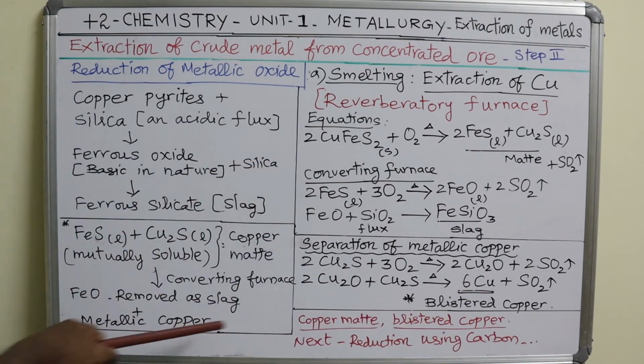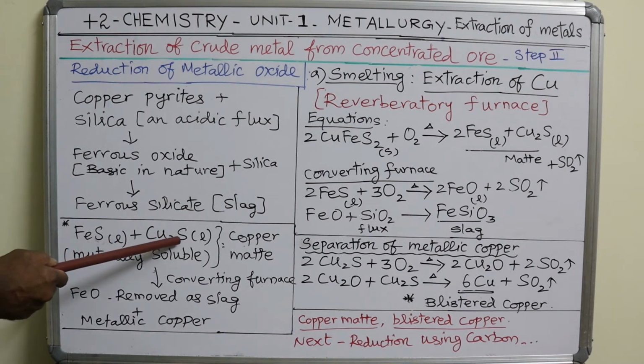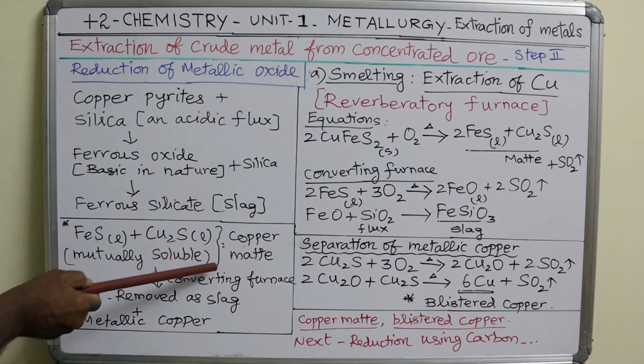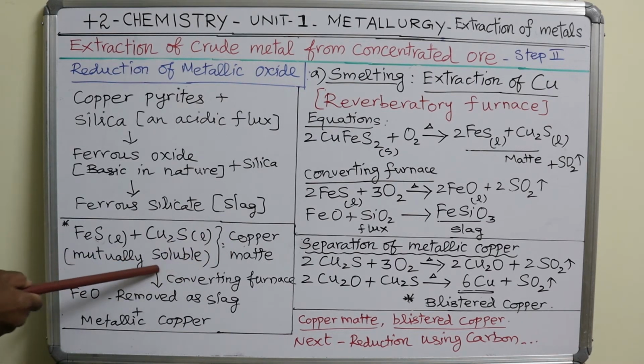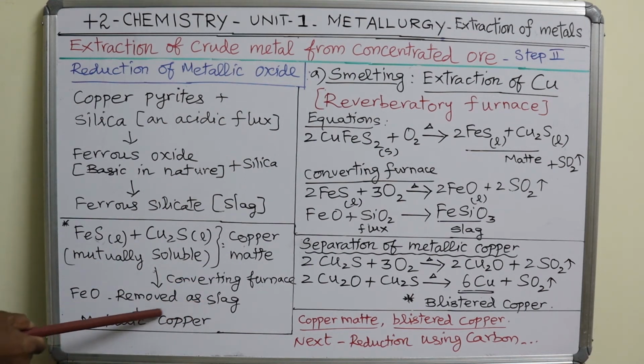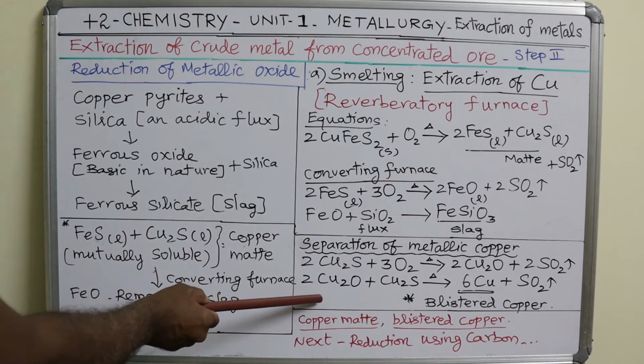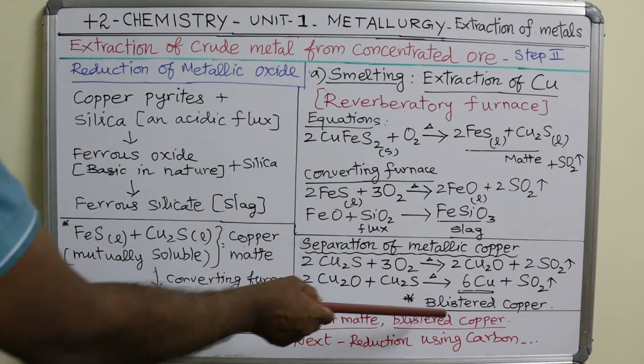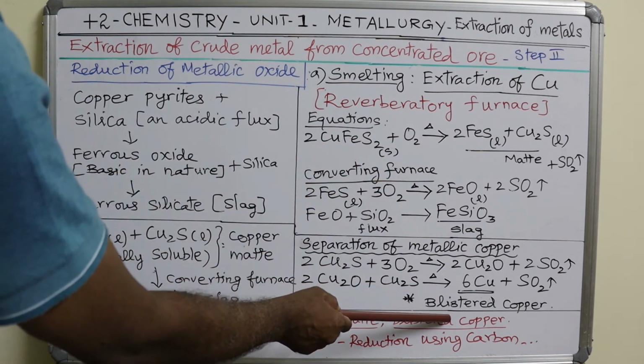So in this process, the ferrous sulphide in liquid form and Cu2S, copper sulphide in liquid form, both mutually dissolve, so this mixture is named copper matte. From this copper matte, FeO is removed as slag in the converting furnace, and finally the metallic copper is separated. In this process, the copper metal is extracted, and this copper is finally named blistered copper.